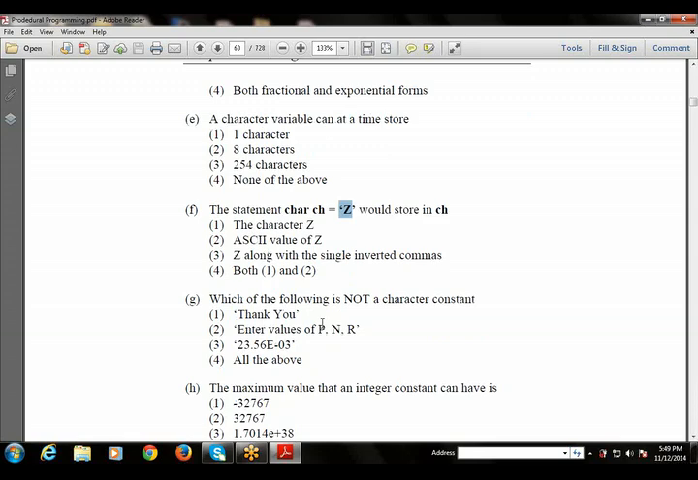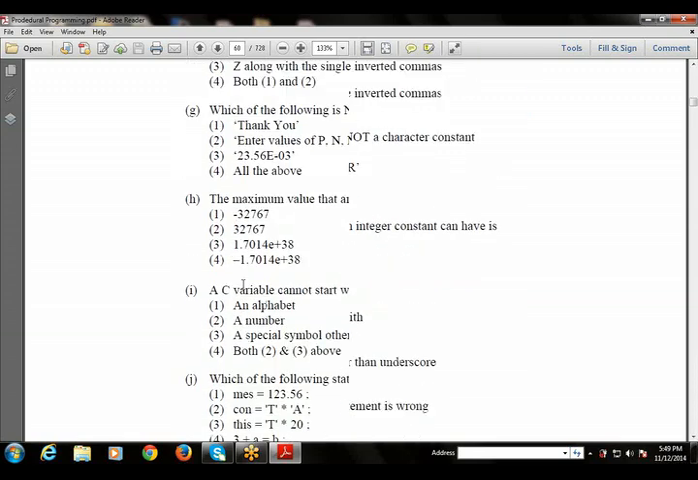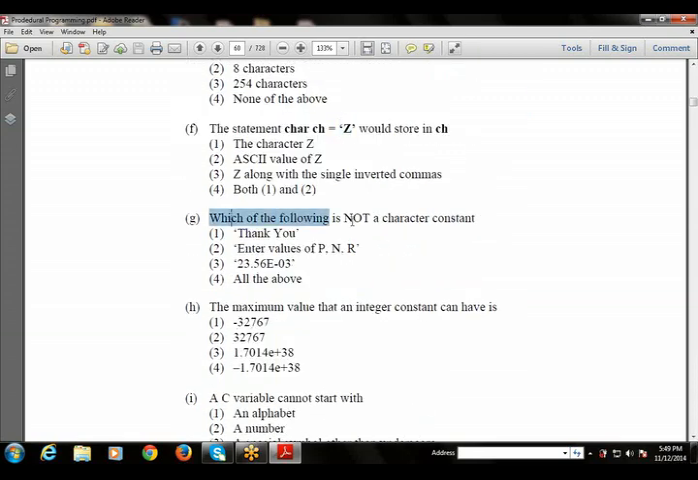Then the next question says, which of the following is not a character constant? Either this one, this one, this one, or this one. The answer is all of the above. Why? Because this is also a string, that is not a character constant. This is also a string. This is also a string.